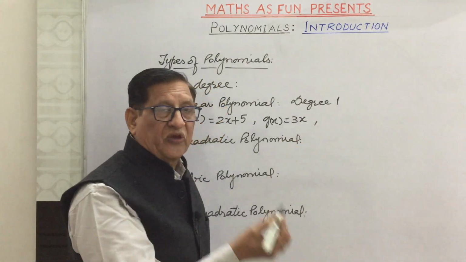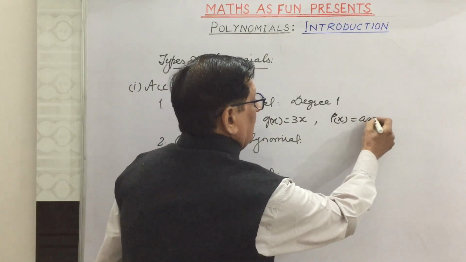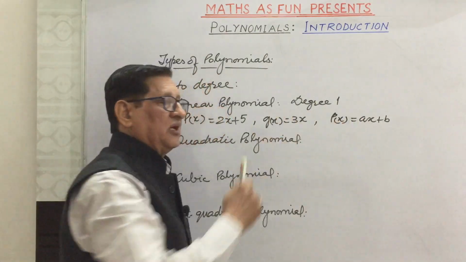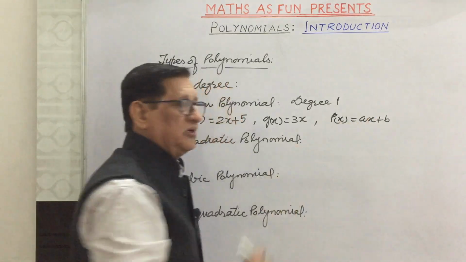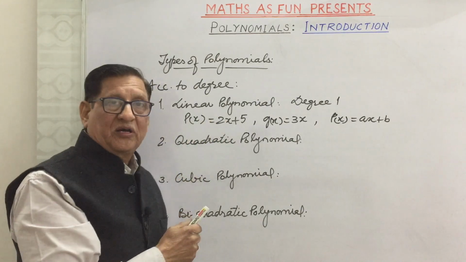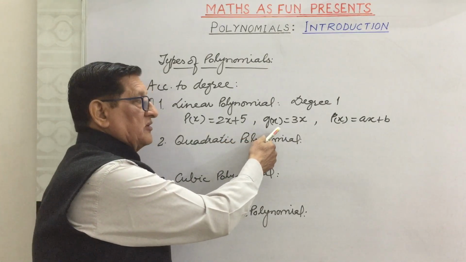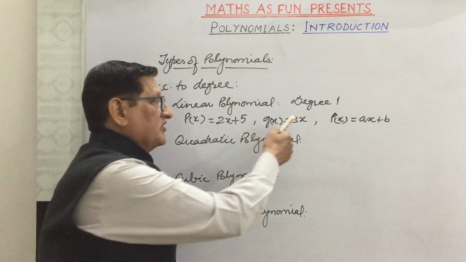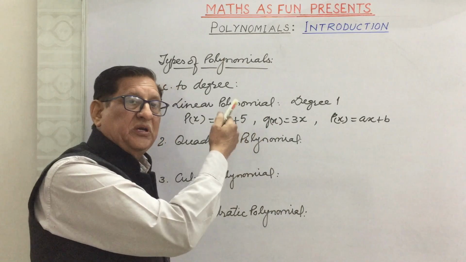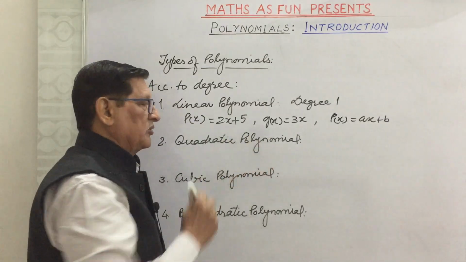Generally, the standard form of any linear polynomial is taken as p(x) = ax + b, where the coefficient of x is considered to be a and the constant term is b. Here you can see in the first one, p(x) = 2x + 5, a is 2 and b is 5. In the second one, g(x), we have 3x. The coefficient of x is 3, so a is 3, but there is no constant term, which means b will be considered as 0.